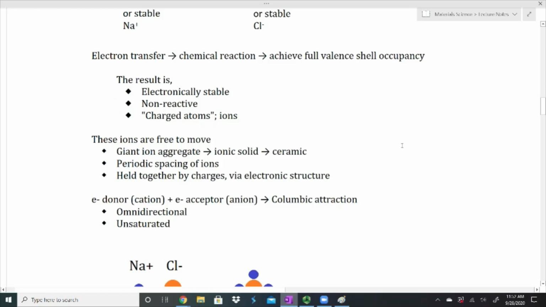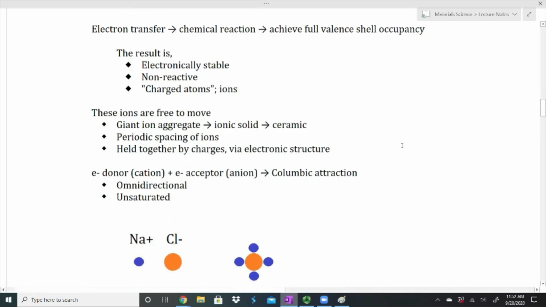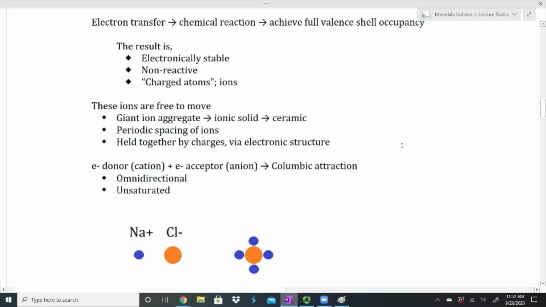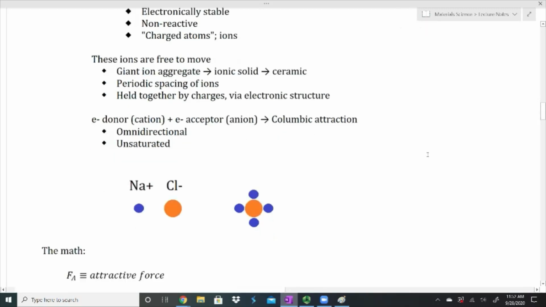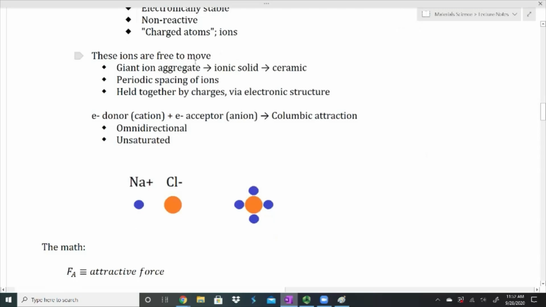These ions, we're going to say that they're free to move. If they weren't free to move, they'd be locked. But what we want to say is, okay, if I have these ions and they're free to move, that means I can start arranging them in space somehow. There's going to have to be some periodic spacing of these ions when I make an ionic solid, often called a ceramic.